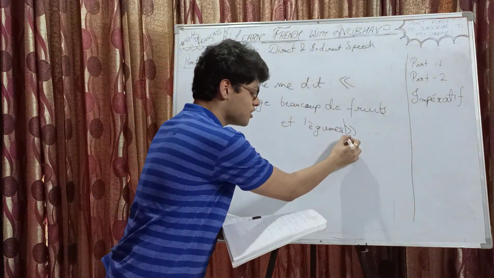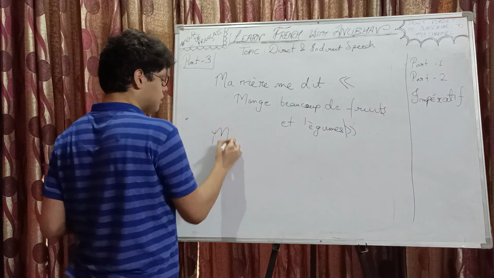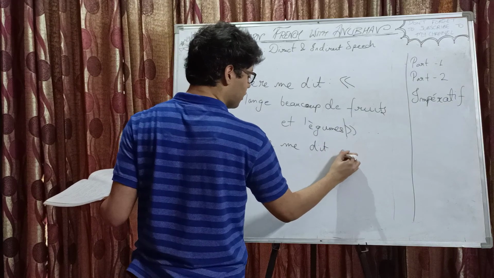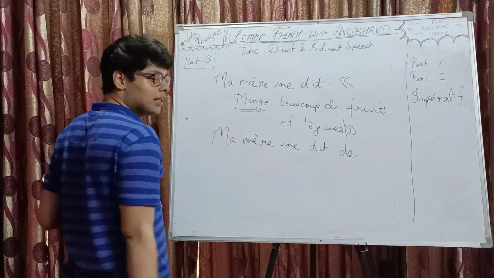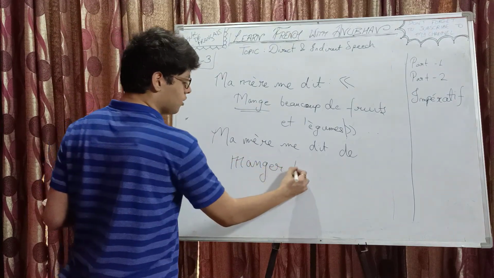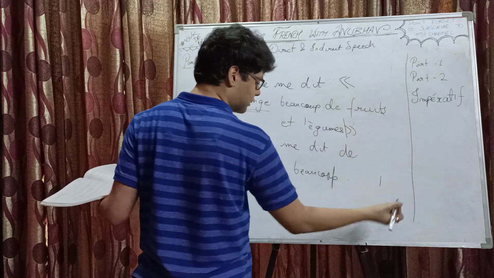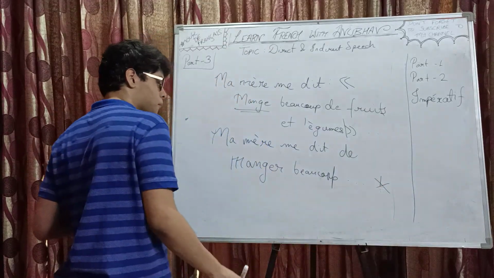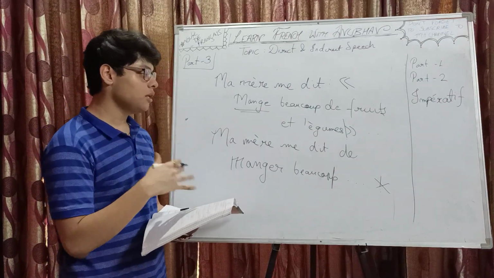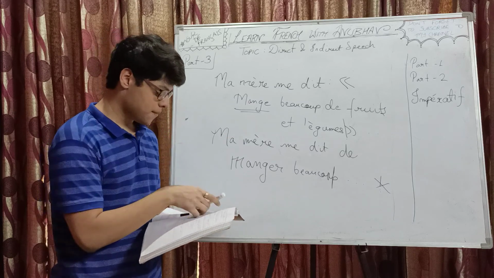Oh, I missed the exclamation mark. It is necessary. Now, let's do it in indirect form. The first part will remain the same: Ma mère m'a dit. Colon, gone. In place of that, we have de. And then, mange is in imperative form, so we will write it in the infinitive: manger beaucoup de fruits et légumes. And then, no need to put the exclamation mark. You can simply put a full stop. So the indirect form will be: ma mère m'a dit de manger beaucoup de fruits et légumes. And no need to put the brackets as well. Guillemets also will not be there.